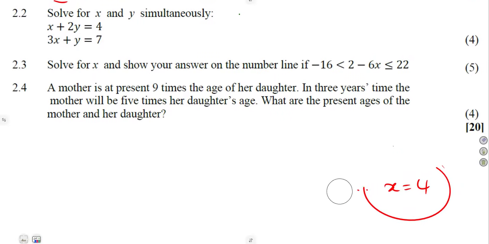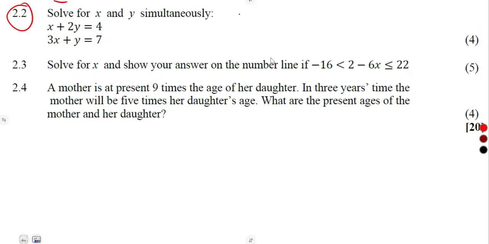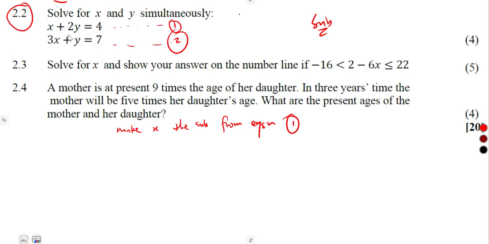So for x and y simultaneously on question number 2.2. I'm just going to use the substitution method. I have two equations, equation 1 and equation 2. I can make whatever I want the subject from equation 1 or equation 2. As for me, I am going to make x the subject from equation 1. I'm just going to take 2y to the other side. So x is equal to 4 minus 2y. So this is going to be my equation 3.